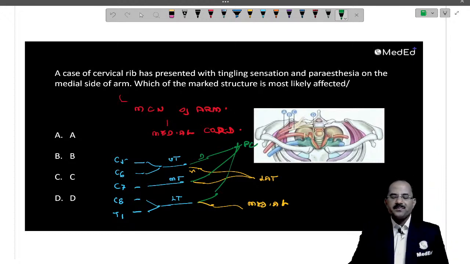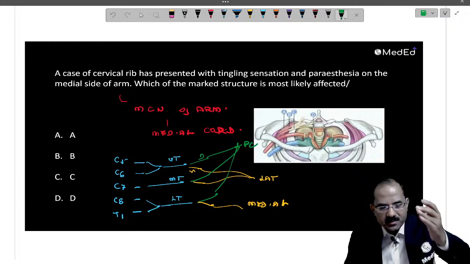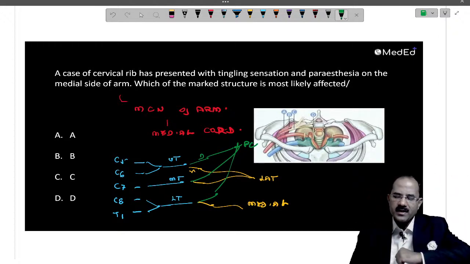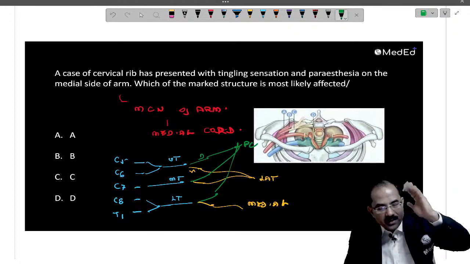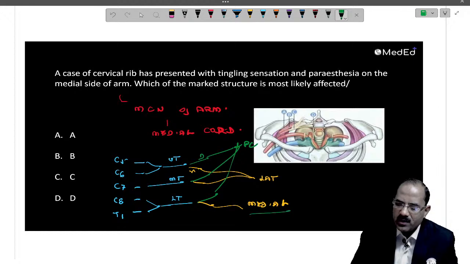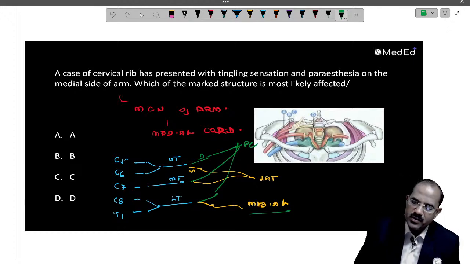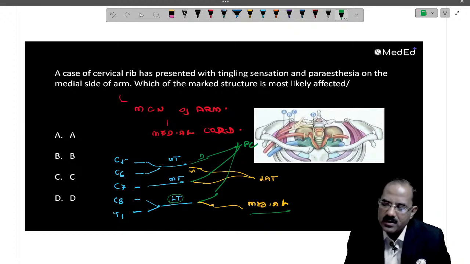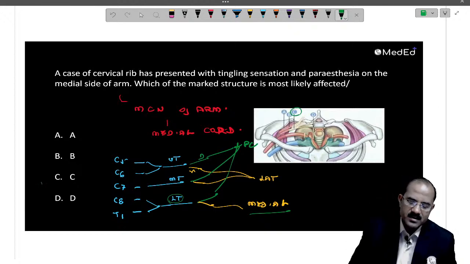Posterior cord, right? So C5, C6 join to form the upper trunk. C7 continues as the middle trunk. C8 and T1 form the lower trunk. Each divides into a dorsal and ventral division. The ventral division of the upper and middle trunk forms the lateral cord. The ventral division of the lower trunk continues as the medial cord. So the medial cord is a continuation of the lower trunk of the brachial plexus, and the lower trunk is marked by what? C. So the answer is C for this.